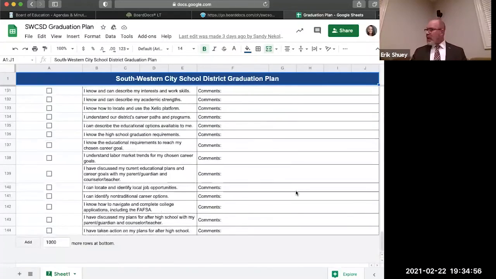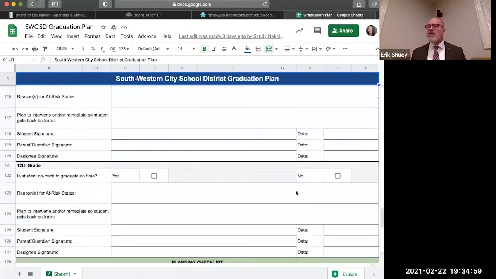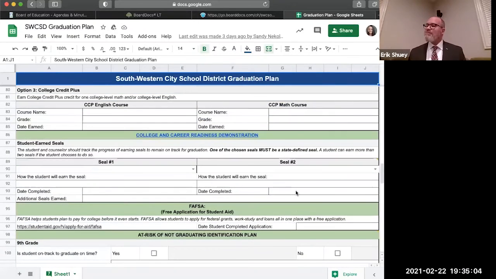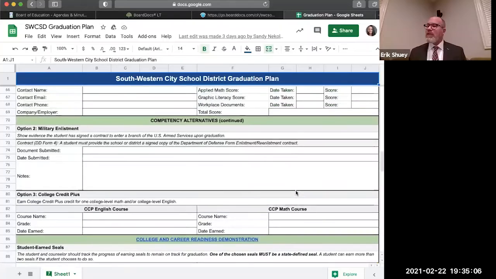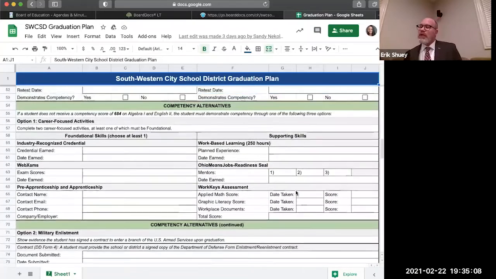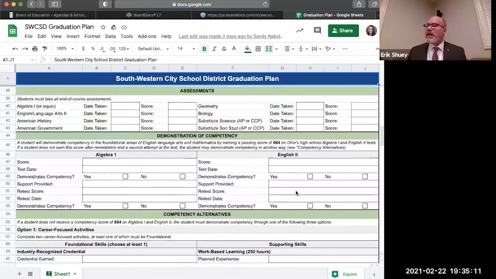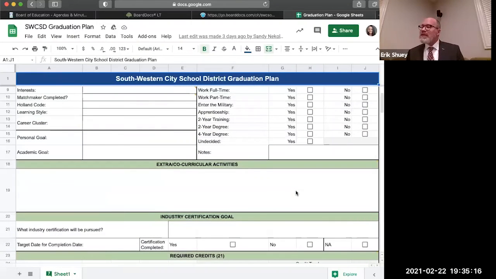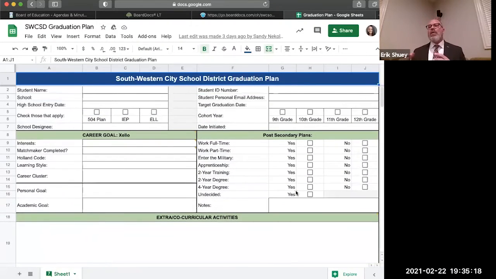So the graduation plan in itself has those components, which I mentioned. It does give us information about their post-secondary plans. Are they going to be going directly into the workforce? Are they going into the military? Do they have apprenticeships or internships? Do they want to do 2-year, 4-year degrees? Are they undecided? Do they have current 504 plans? Are they students that are ELL? Do they have an IEP? All of these things are part of a larger advising process that we're developing out in each of our buildings.